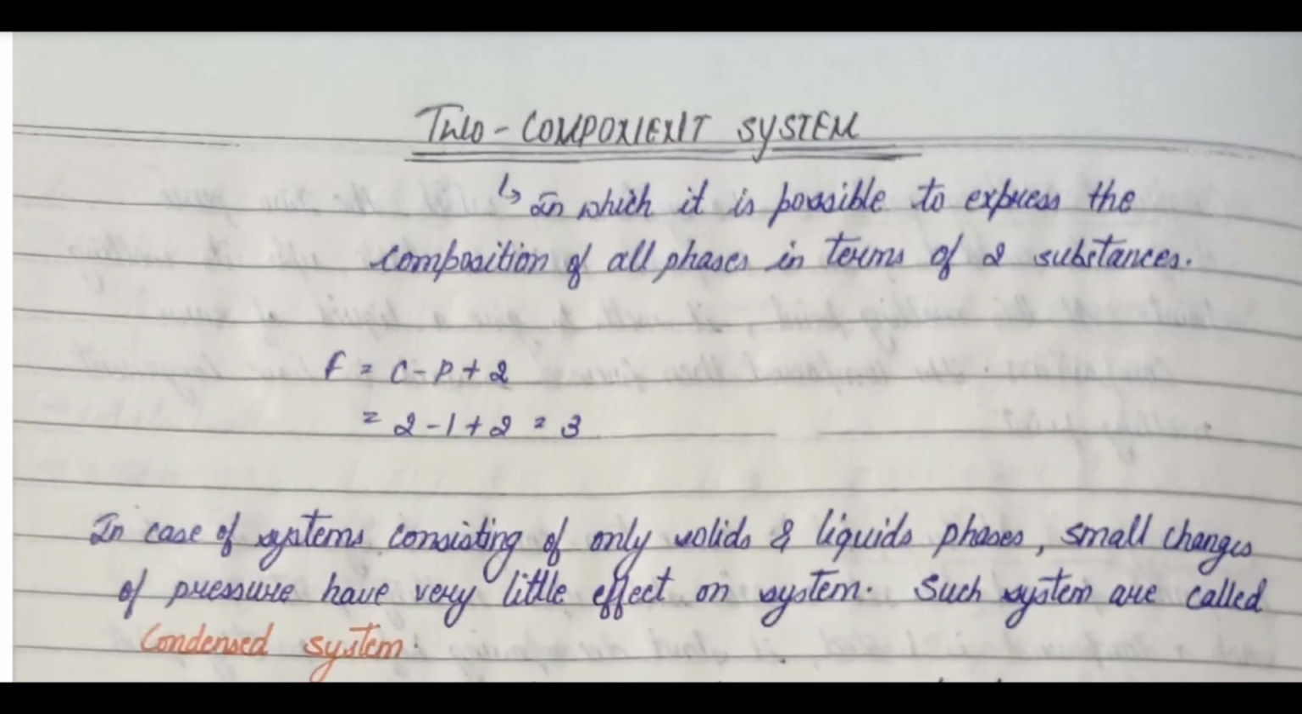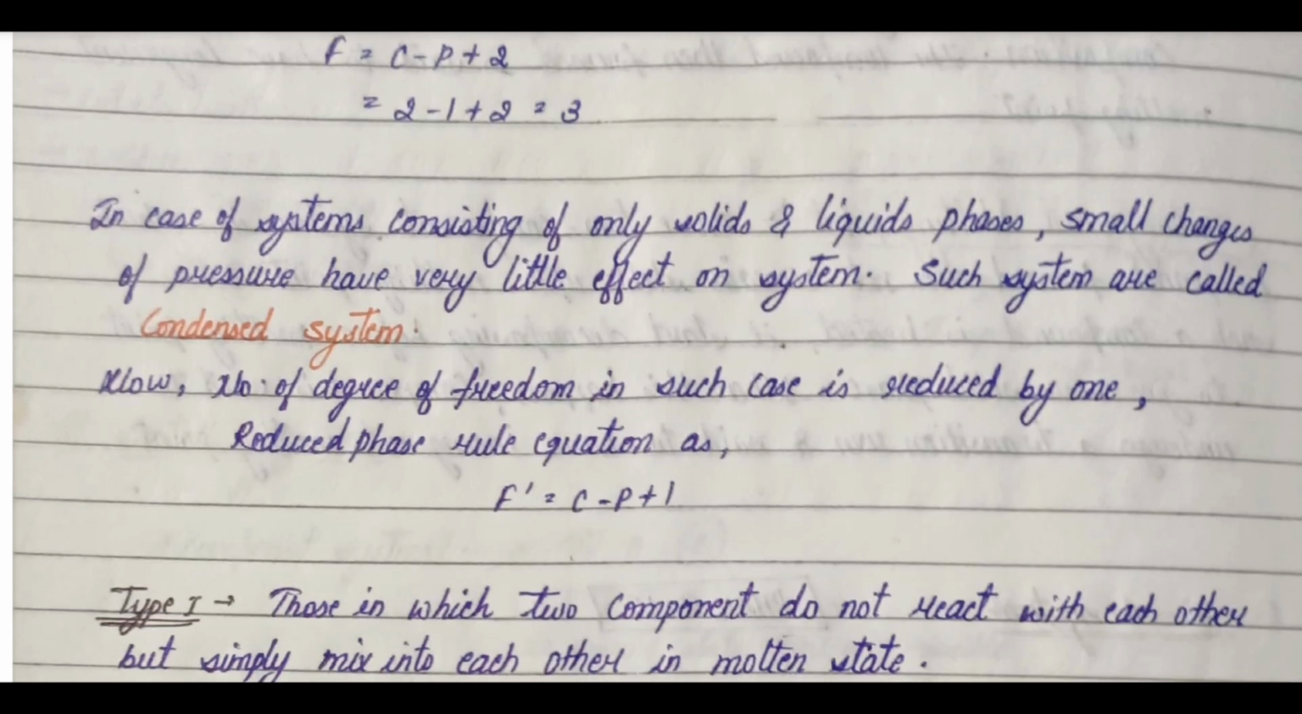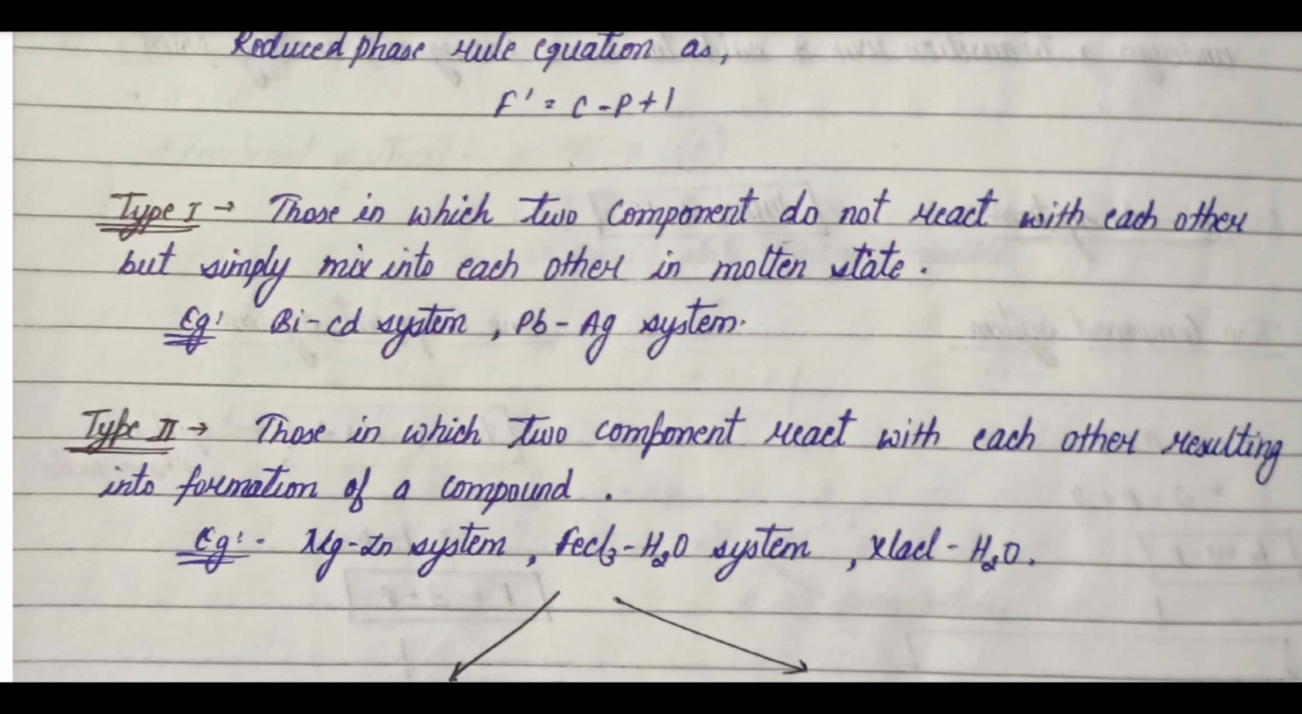Two component system is one in which it is possible to express the position of all phases in terms of two substances. F is equal to C minus P plus 2, equal to 2 minus 1 plus 2, equal to 3. In case of a system consisting of only solid and liquid phases, small changes of pressure have very little effect on the system. Such systems are called condensed systems. Now, the number of degrees of freedom in such a case is reduced by 1. The reduced phase rule equation is F' is equal to C minus P plus 1.